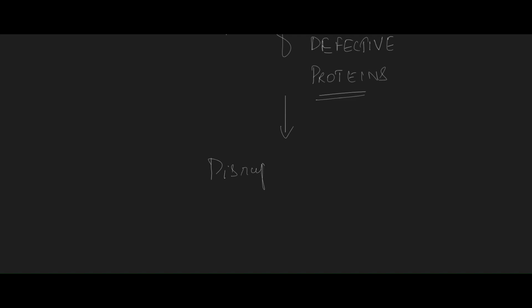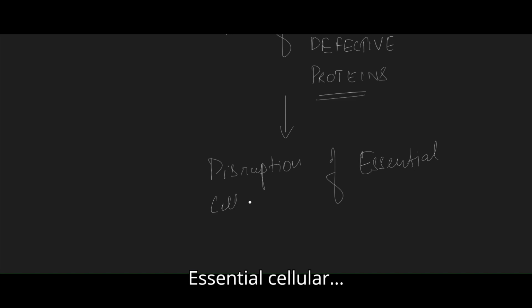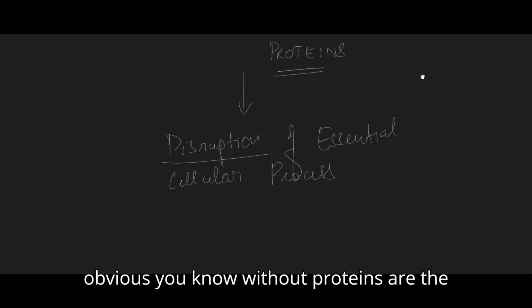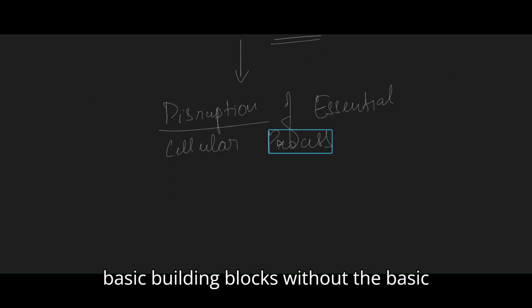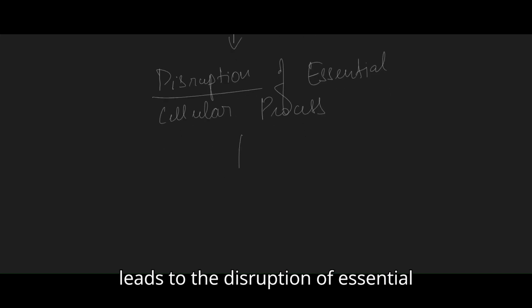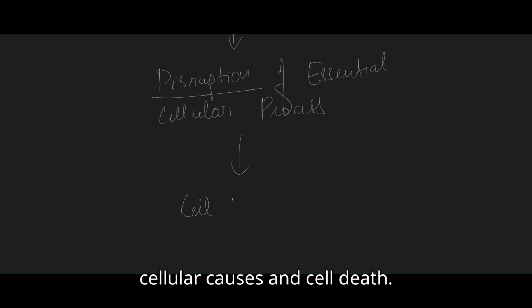It causes disruption of essential cellular process. So it causes a disruption of essential cellular process. I mean, it's pretty obvious, proteins are the basic building blocks. Without the basic proteins, you can't do anything. So it leads to the disruption of essential cellular process and cell death.